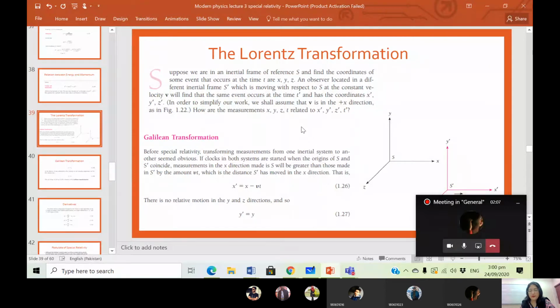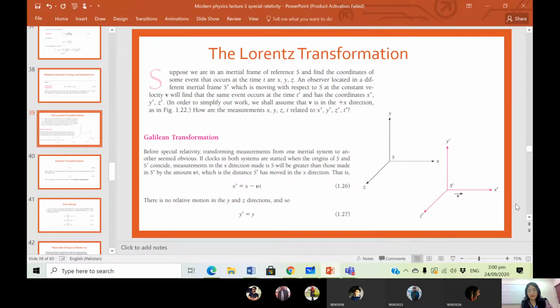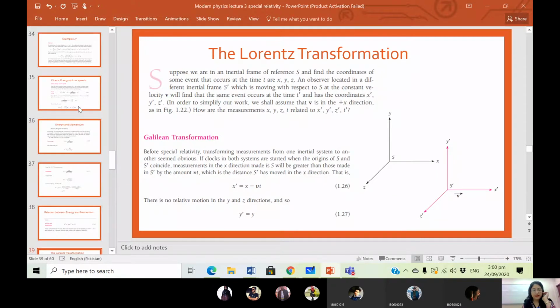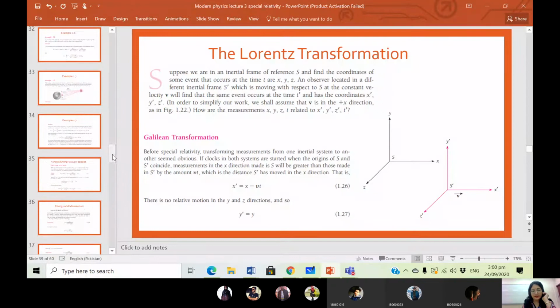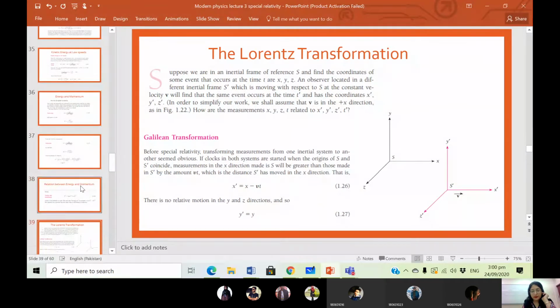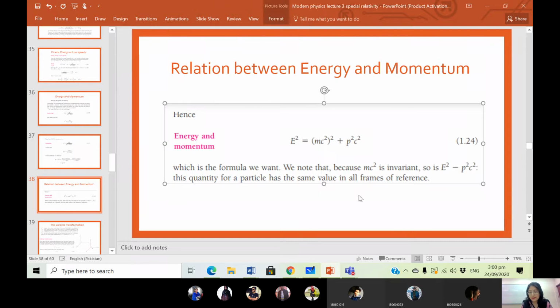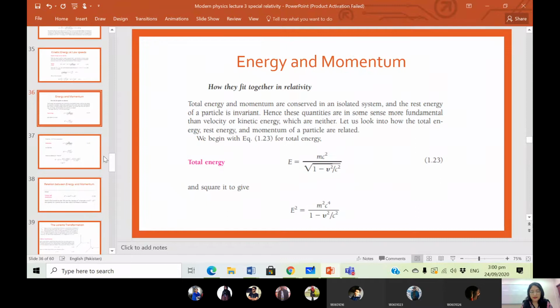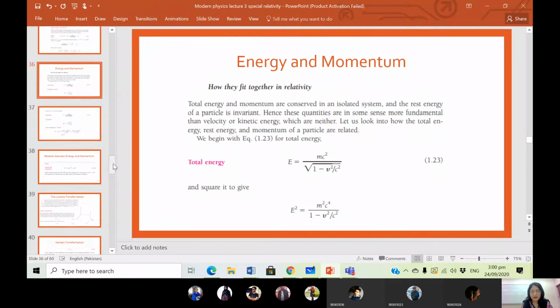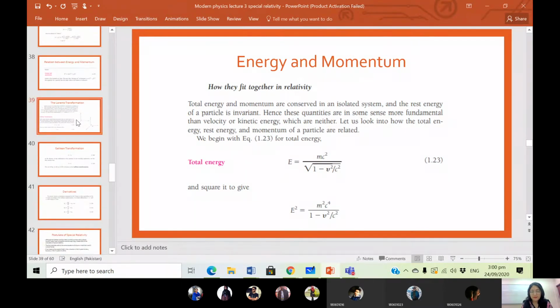So what were we doing last time? Anyone remember? We were doing the derivation of the relativistic momentum and the relativistic energy. And then we also talked about the relation between the relativistic energy and momentum. So we got E squared equals (mc squared) whole squared plus p squared c squared. So this is our total energy, and we talked about relativistic energy and relativistic momentum.